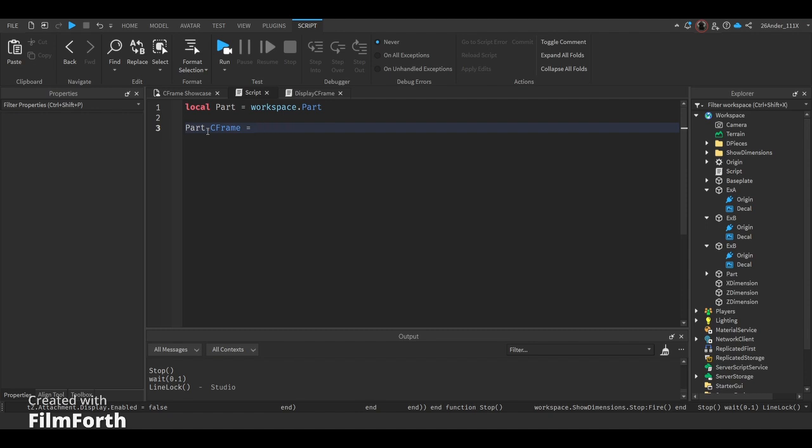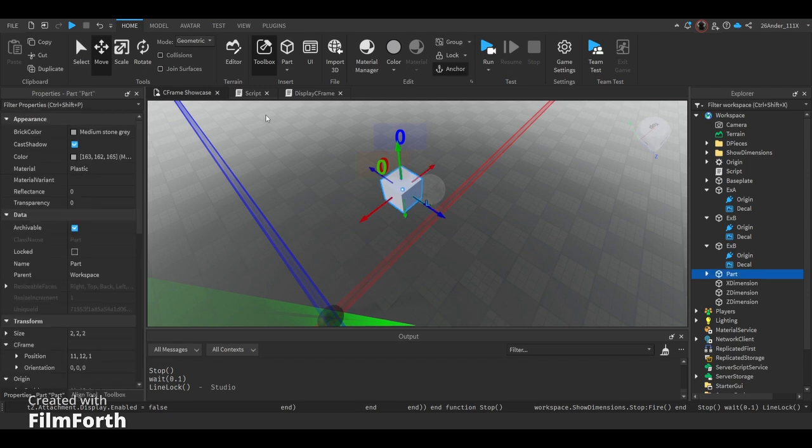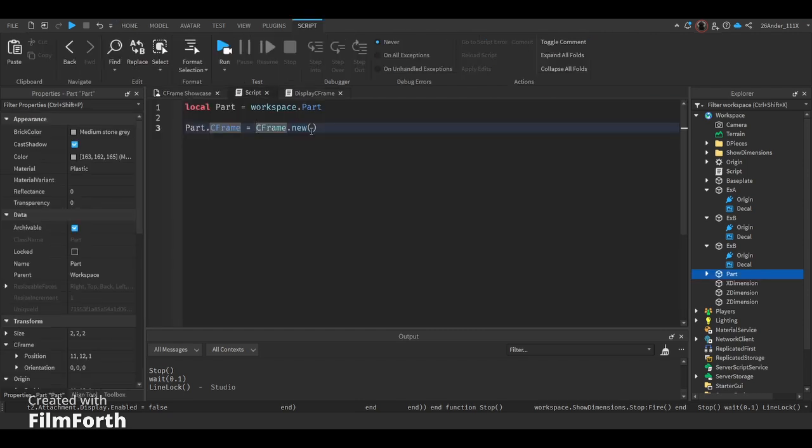Now, for part.CFrame, since we're changing the CFrame, this will also change the position, since the CFrame is both position and orientation. So what I always tend to do, if I want to keep the position of the part but I want to change the orientation, I have the part's position added onto the CFrame.